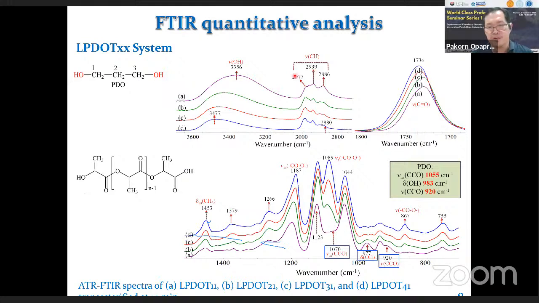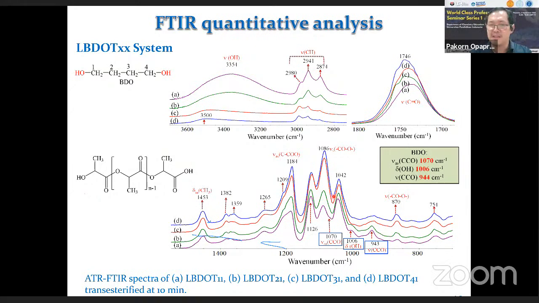For example, we can use the peak at 1100 wave number in this region to indicate the amount of ester bond. So if we have a high intensity peak in this area, it means we have a high amount of ester. It means the polymer chain is long. So if this peak decreases in intensity, it means the polymer becomes shorter and shorter. So we will know the size of our products. So we can apply this to different systems.